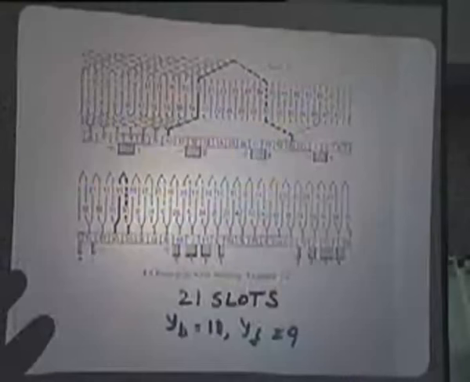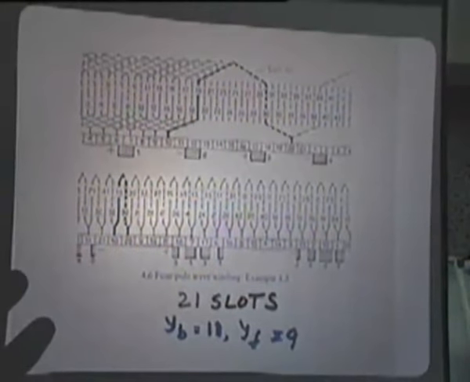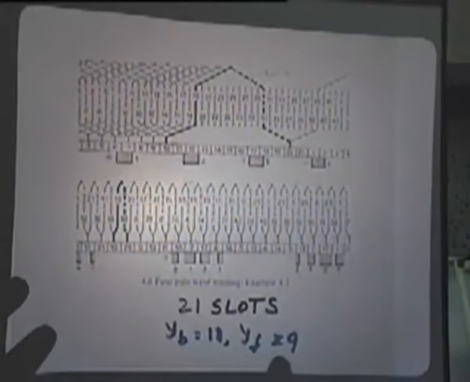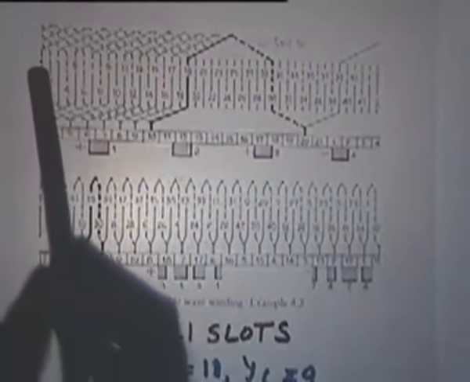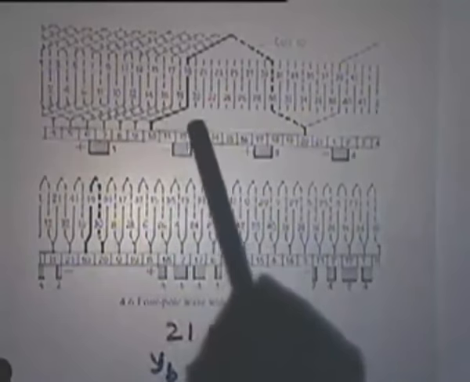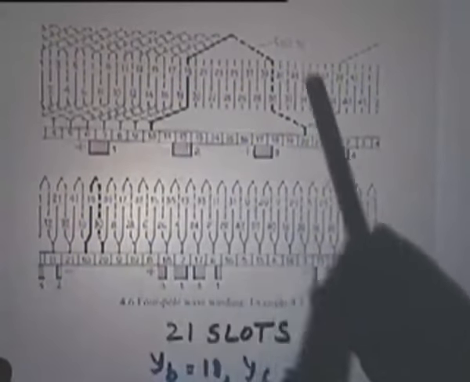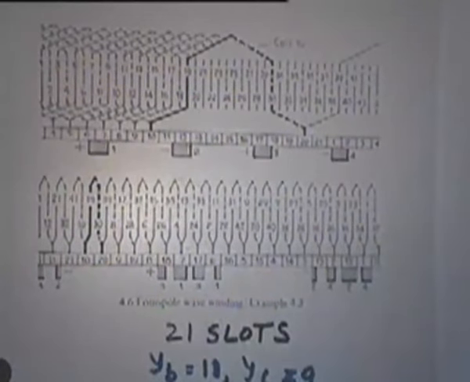For another example, this is the case of a 21 slots, YB is 11, YF is 9, 21 slot means 42 coil sites, that is 2 coil sites per slot. So you will notice how it goes, say from 1 it goes to 12, and this is a wave winding, it follows this path. So typically these are the commutator segments and these are the brush positions.